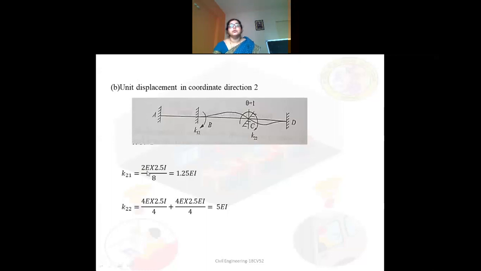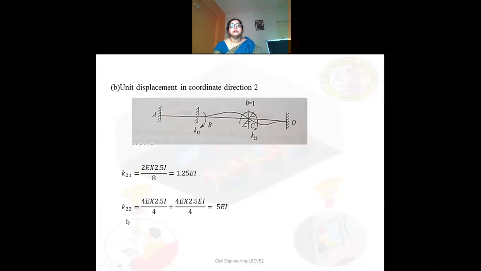So it is the same, 2EI by L into (2 theta B plus theta C minus 3 delta by L). Theta B is equal to 0. In place of theta C apply 1. And if I do, what is the answer I am going to get? 1.25 EI. Then K22. What is K22?